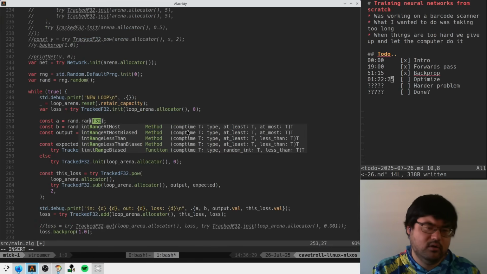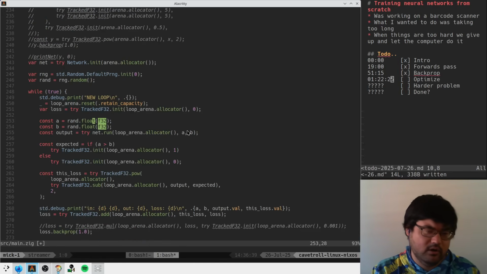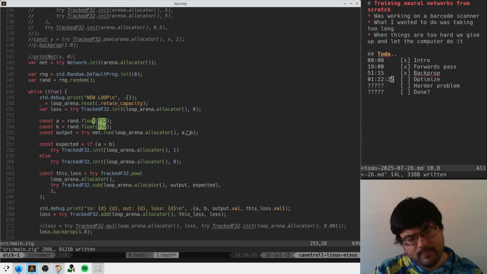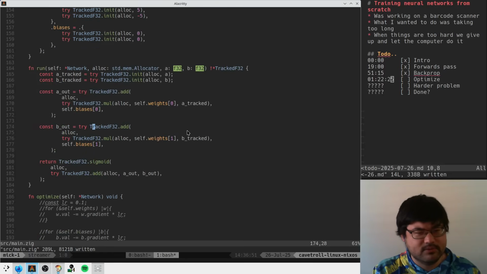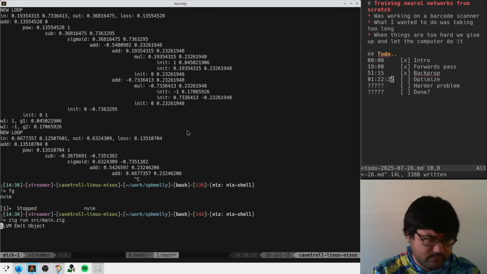Float. Oh, wait, this is evenly distributed in the range 0 to 1. Wait, then what's the problem? Okay, so why can't I crank these numbers then? That feels like it should be fine. But sure.